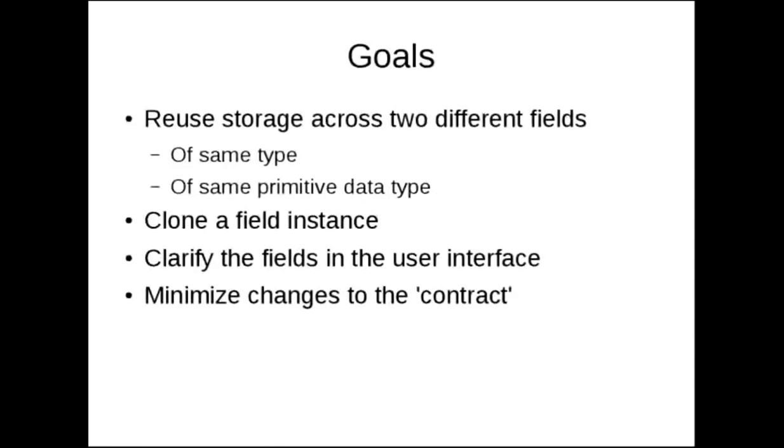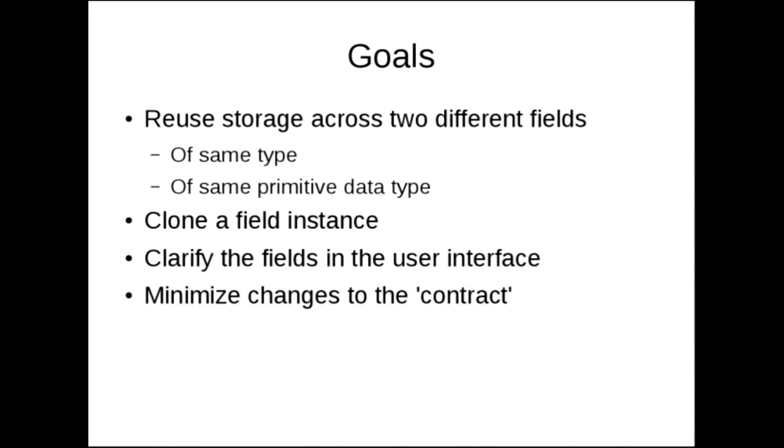So let's go back over this and see how we've done against our goals. We have shown, the first one, we reused storage across two different fields. Four of them, I guess, the body and the rows, right? We've shown both of those where we've reused the storage, and they're of the same type. So we've done that particular thing.